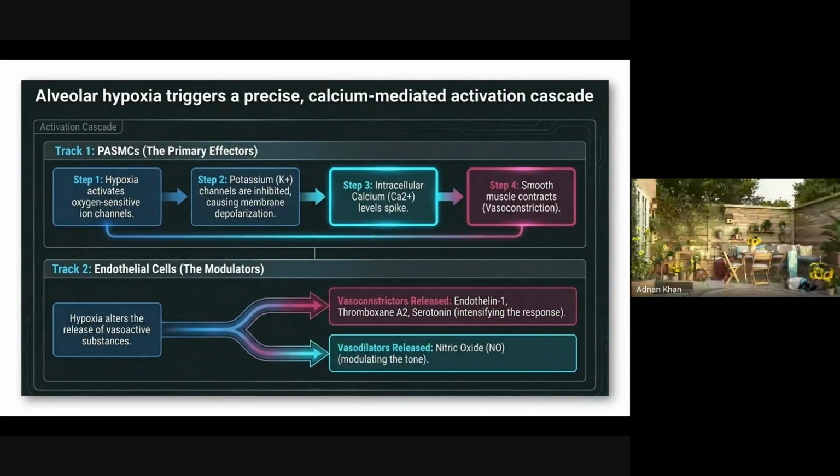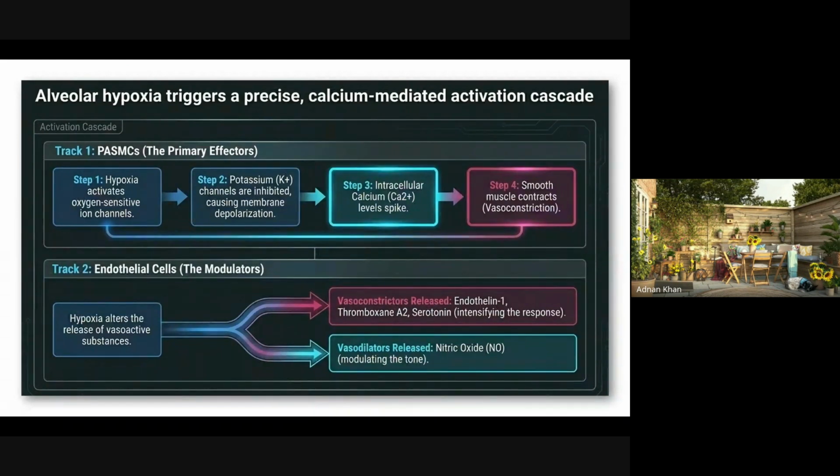As you can see in step 3, the voltage-gated L-type calcium channels are activated, which can lead to increased intracellular calcium level spikes. In step 4, it will lead to smooth muscle contraction, and it causes vasoconstriction.